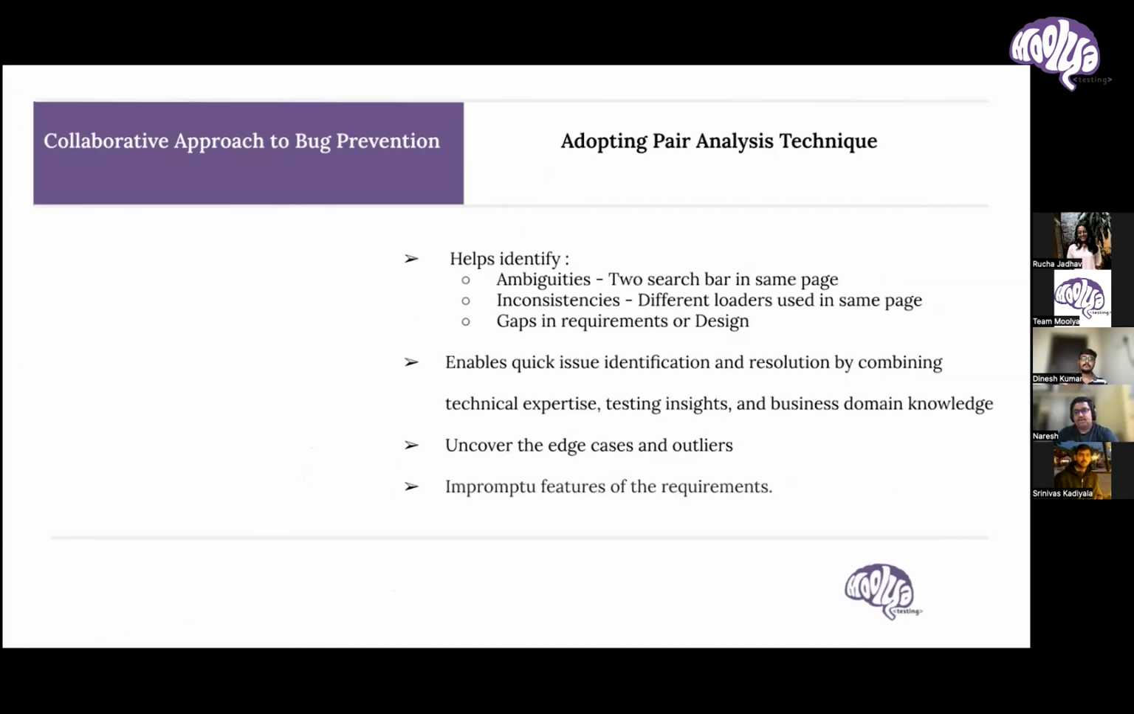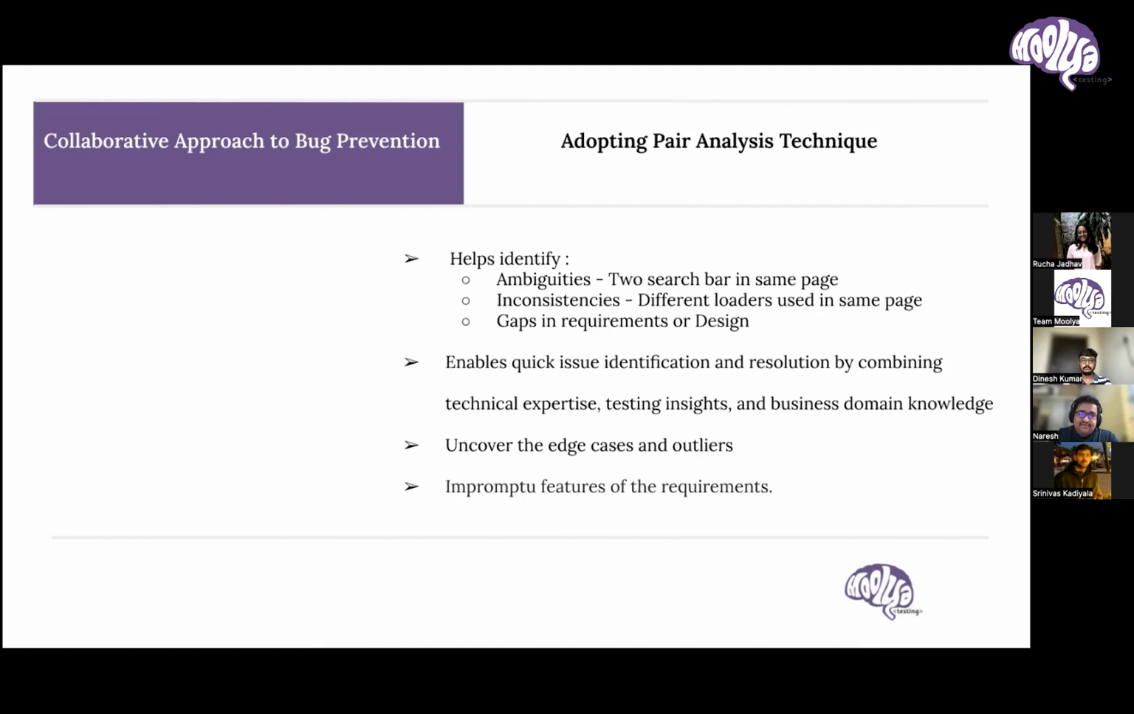Before seeing this slide, I think we need to see where we are going to do this pair analysis and when we are going to do it. As you know, in the ideal agile world, if everything happens per the book, then we don't need the pair analysis technique often, because all the user stories will have all the details: acceptance criteria, in scope, out of scope, everything. But you all know that is not the real case, right?